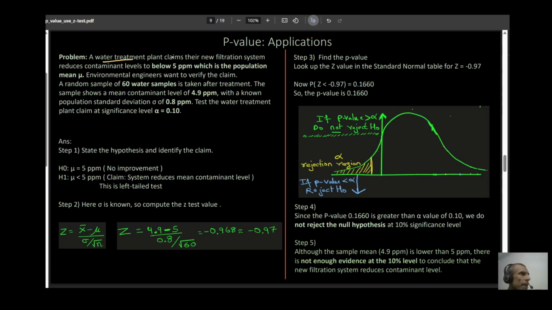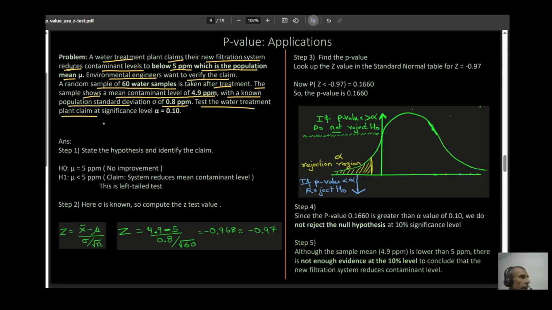So a water treatment plant claims that their new filtration system reduces the contaminant level to below 5 parts per billion, which is the population mean. The environmental engineers want to verify this claim. So they take a random sample of 60 water samples after the treatment. Now, the sample shows a mean contaminant level of 4.9 parts per million with a known population standard deviation of 0.8 parts per million. Now test the water treatment plant's claim at significance level alpha equal to 0.10.